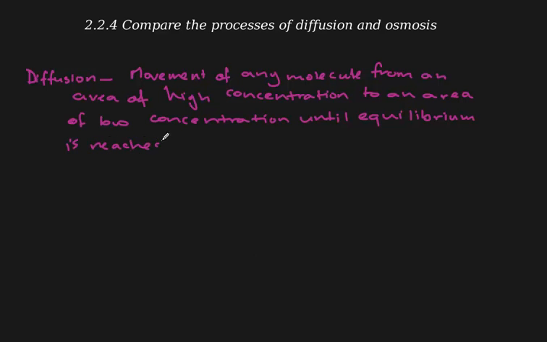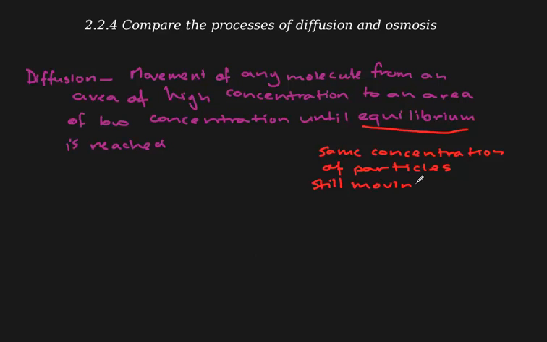Now it is worth pointing out with this term equilibrium that what equilibrium means is the same concentration of particles in both areas. The same concentration of particles. They are still moving. However, there is no net movement.